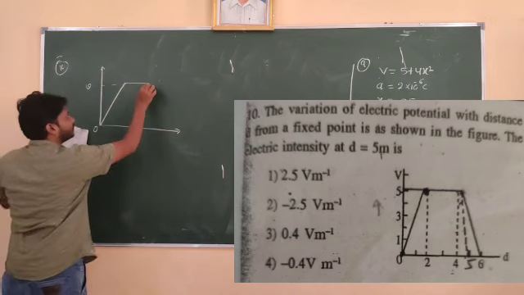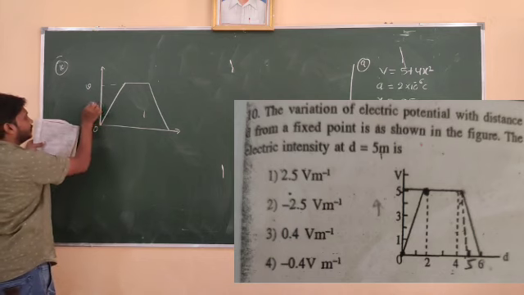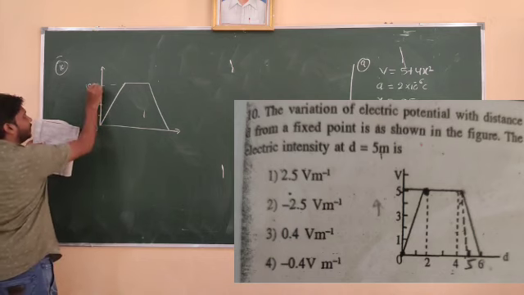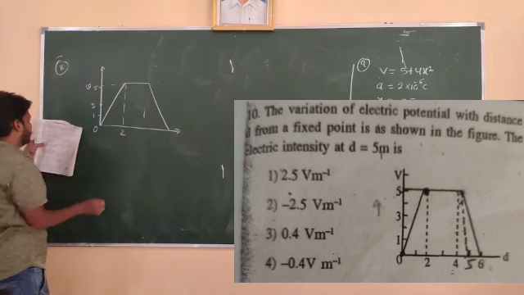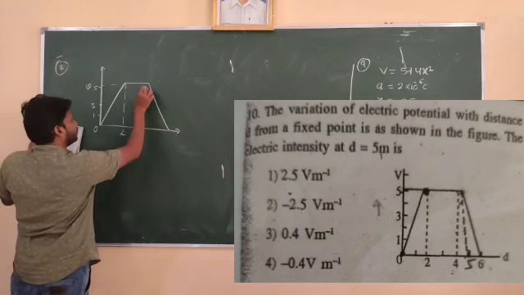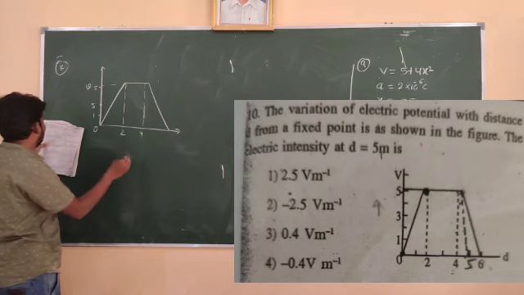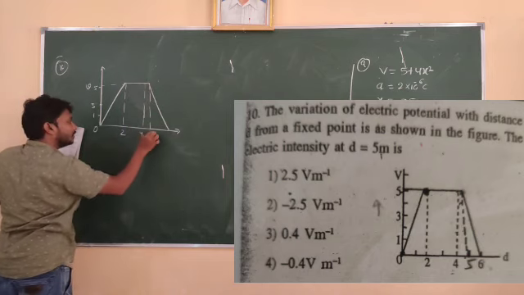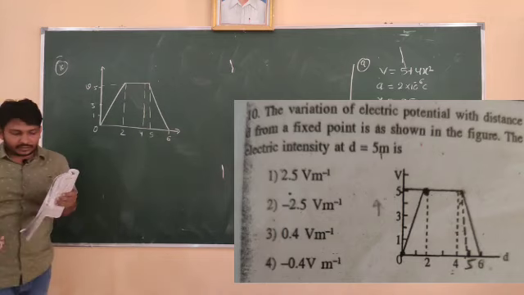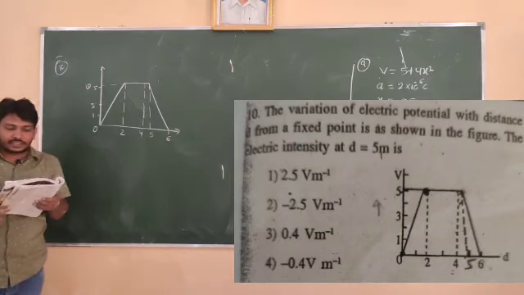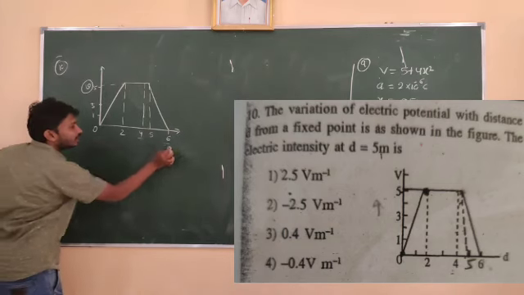So let me draw the graph first. Here the potential is 1, 3, and here the potential is 5, and the distances are 2, 4, 5, and 6 here. So I want to calculate the electric intensity at a distance of 5 here. They mention the potential value and distance value.